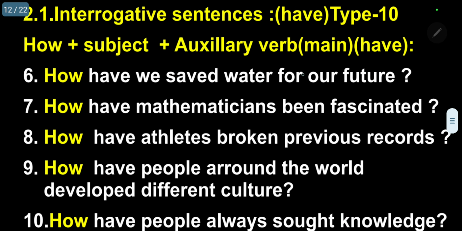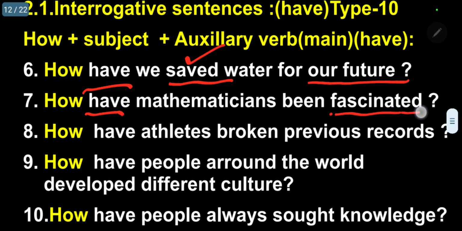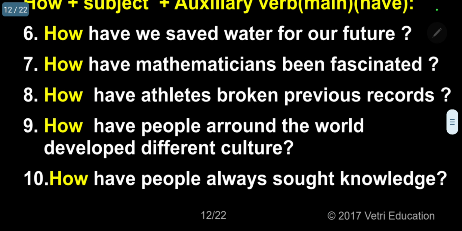Next, continuation. How have we saved water for our future? Saved is the main verb, have is the auxiliary. How have mathematicians been fascinated? Fascinated is the main verb, have is the auxiliary.